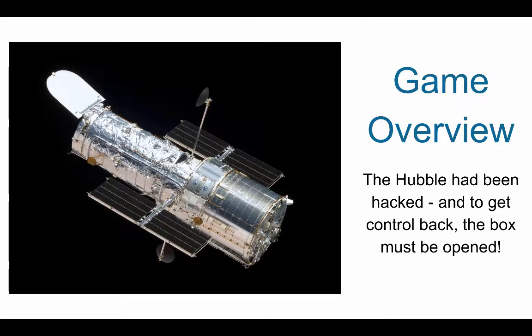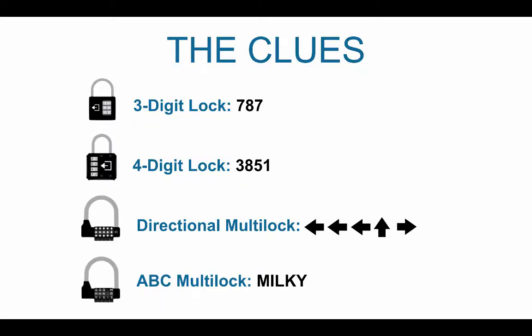For a quick game overview, again, the Hubble has been hacked, and to get control of the Hubble back, the box must be open. Clues have been scattered in the room in order to try to open that box. The theme of the game is actually learning about galaxies, so this would be a great game when you are introducing the concept of galactic study. The clues for the 4 combination locks and the key lock are as follows.